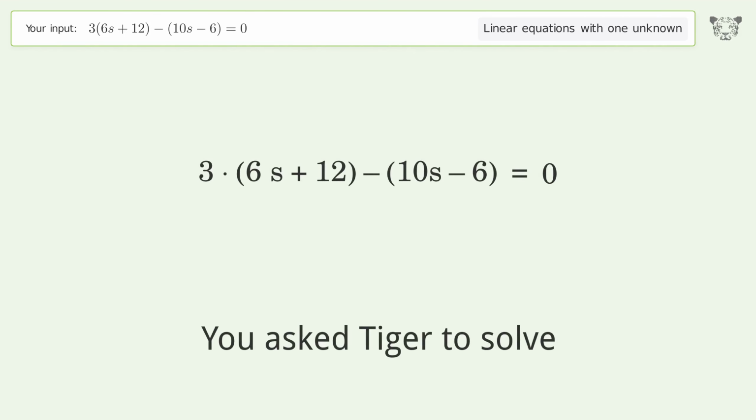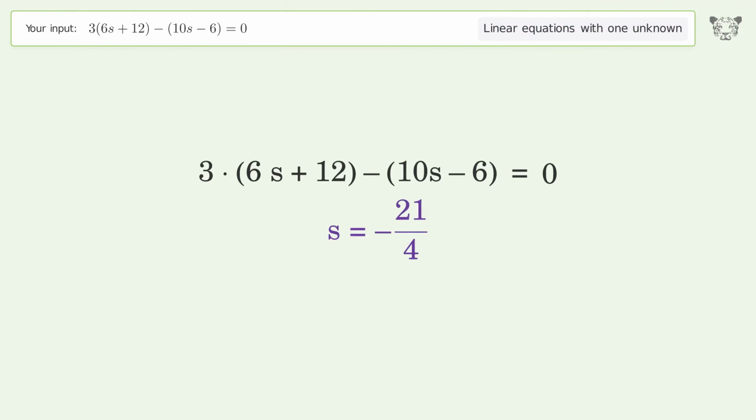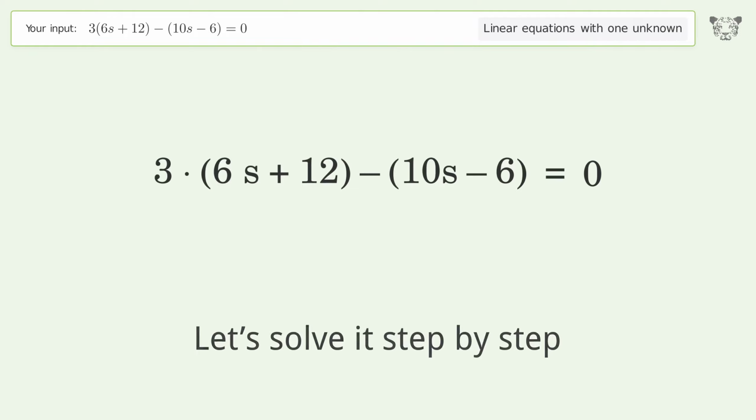You asked Tiger to solve this. It deals with linear equations with one unknown. The final result is s equals -21/4. Let's solve it step by step.